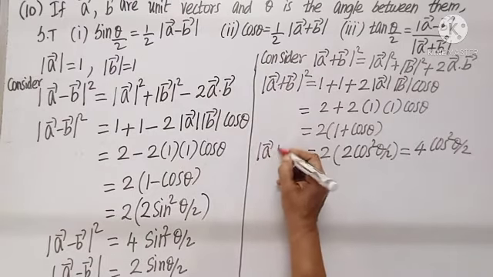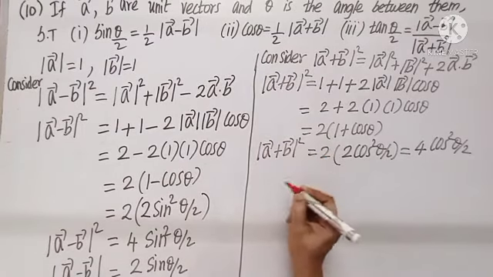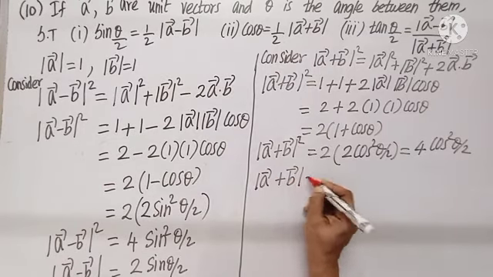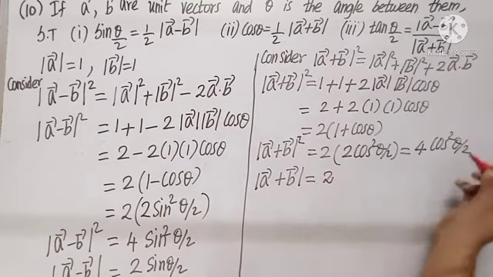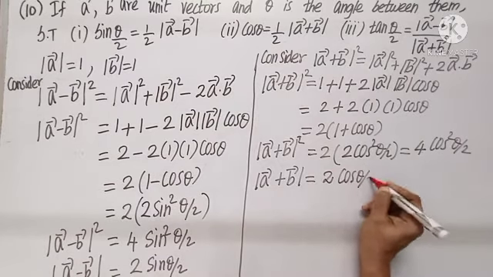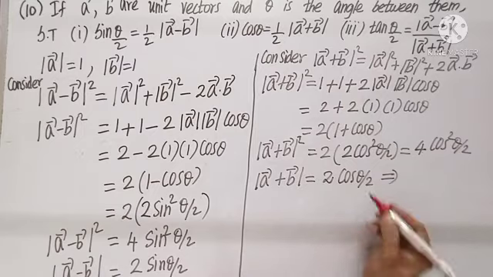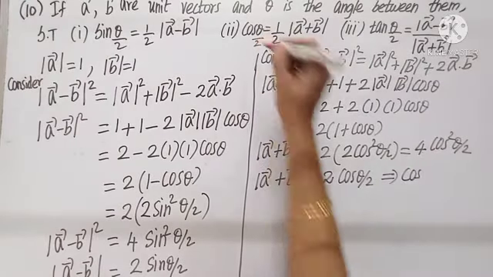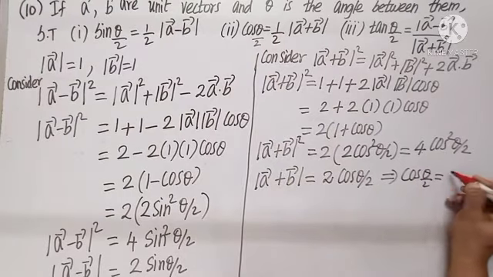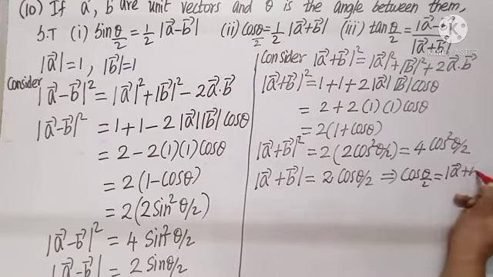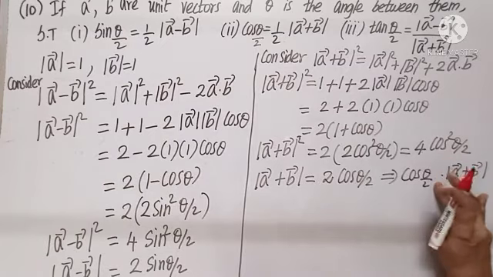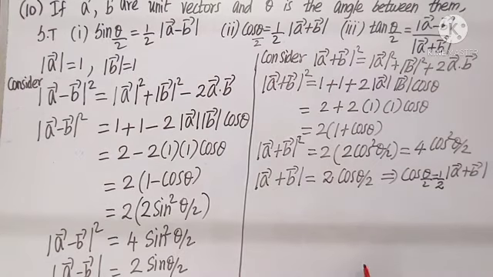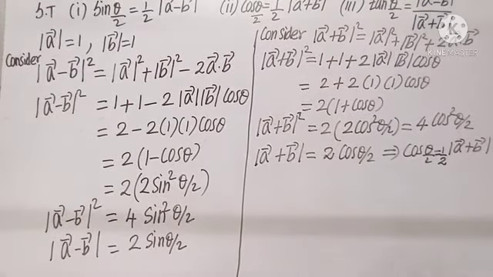As we derive mod A plus B the whole square, let us find out the square root. Mod A plus B is 4 square root 2, cos square becomes cos theta by 2. My question is only cos theta by 2. It is mod A plus B divided by 2. So we have shown two results from the previous result.